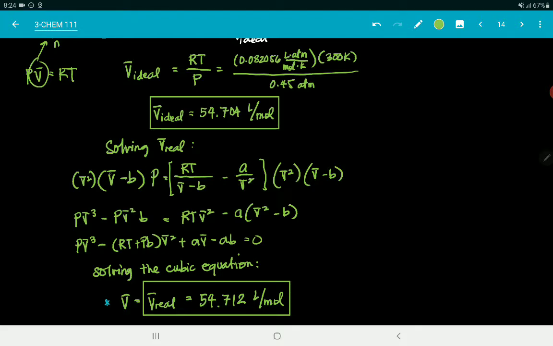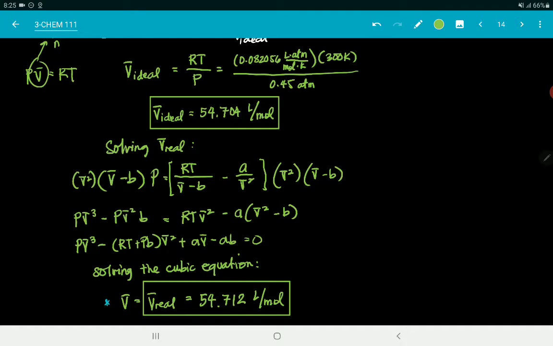So, pag minultiply mo na yan, both sides, by the product of those two, makukuha mo na itong expression na to. So, PV bar cubed minus PV bar squared B is equal to RT V bar squared minus A times V bar squared minus B quantity. Okay? So, kapag inayos nyo na itong equation na to, you'll get this particular cubic equation, PV bar cubed minus quantity RT plus PB times V bar squared plus A V bar minus AB is equal to 0.